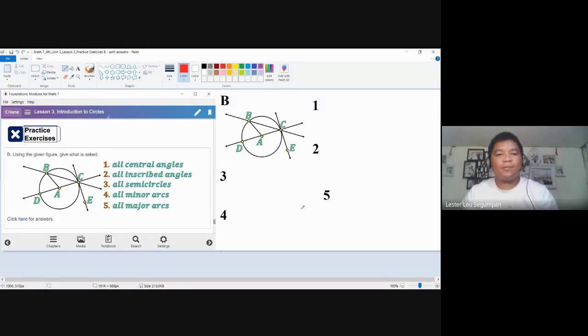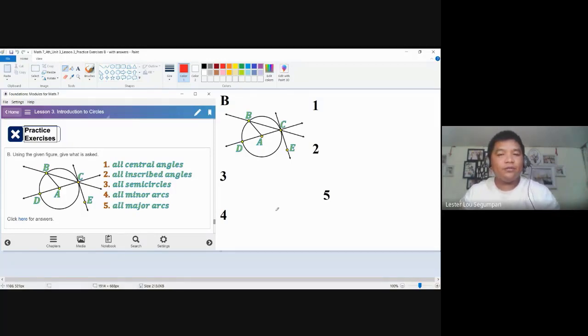We are going to talk about our last practice exercise for our last lesson on our last unit for the last grading. This is practice exercise B, which is still on the terms associated with a circle. We will not be computing anything yet for this grade level, for we are just going to polish our understanding on the terms that could actually be associated with a circle, so that we will be prepared later on to dig deeper on circles as we proceed to higher level mathematics.